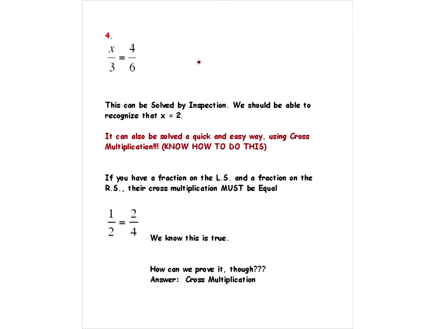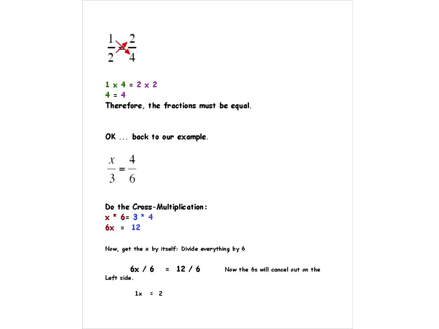So again, remember, just to prove the cross multiplication is true, if we have two fractions that equal one another, just like these do, we can prove the cross multiplication works by multiplying top by bottom. 1 times 4 equals 4. Top by bottom, 2 times 2 equals 4. Since 4 equals 4, we know that it works.